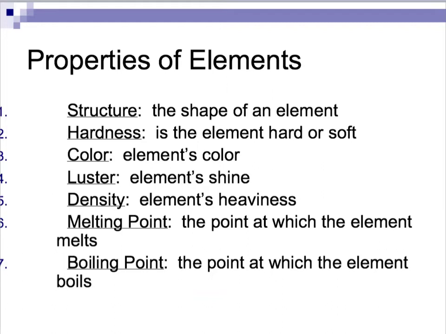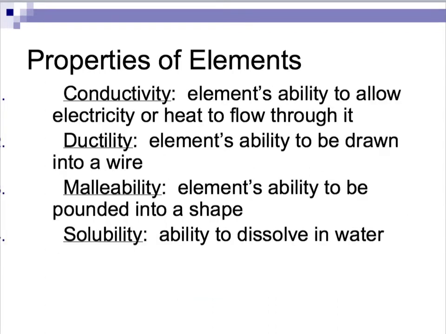We've talked about density, and that relates to an element's heaviness. And then melting and boiling point, again, those are two obvious things. Melting point is when the element would melt. Boiling point is when it would boil. Then we have conductivity. Conductivity is the element's ability to allow electricity or heat to flow through it. So a lot of metals have this type of characteristic.